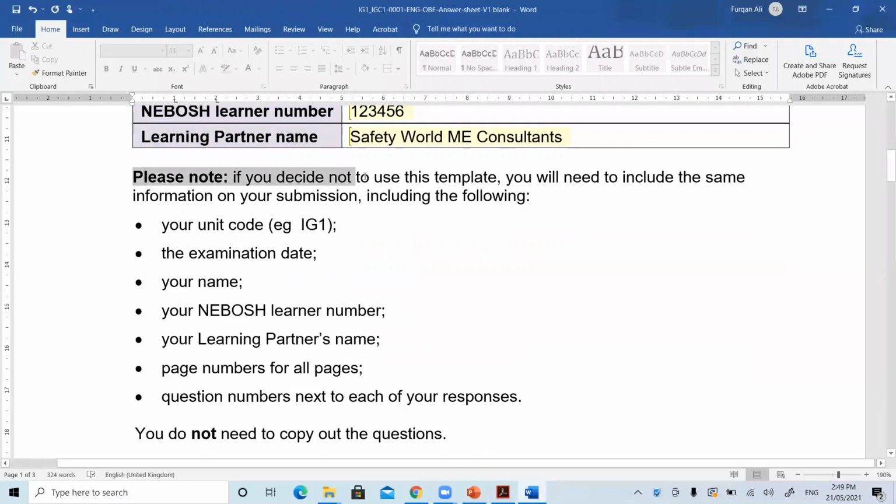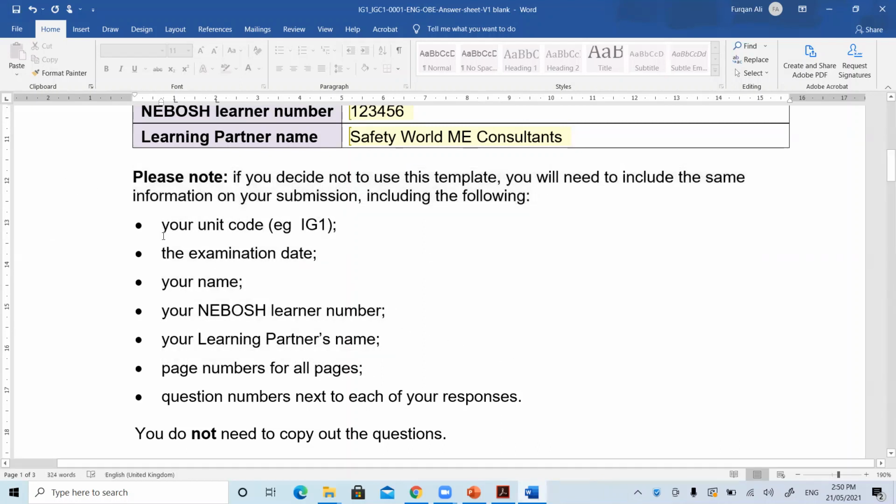Please note, if you decide not to use this template, you will need to include the same information on your submission, including the following. Again, NEBOSH is giving you an option. If you don't want to use this template, you can use any other template, but it must contain this information. And if you want to handwrite it, you can still do it. You can handwrite your answer sheet as well, but it must contain all of this information.